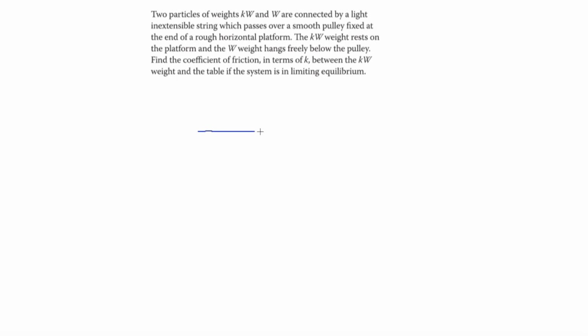We have a horizontal table here. This is a horizontal platform, which is rough. Now rough means there is friction. Then what we're going to have is this weight of kW rests on the platform. So you've got kW here. This is going to be kW down. And then up, we're going to get R. Then this way, this is our coefficient of friction. We've got the coefficient of friction times R.